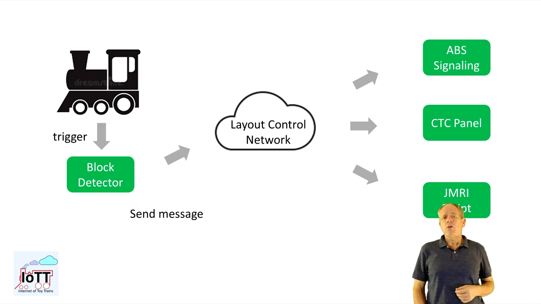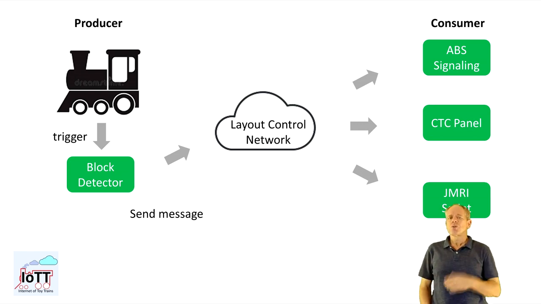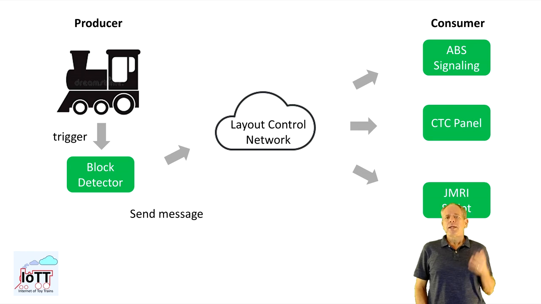So there is always a sensor that creates a message and one or several other nodes that use that information to do something else. This basic mechanism is what OpenLCB calls a producer-consumer model. If you want to read more about it, there is a link to an OpenLCB article in the description below.